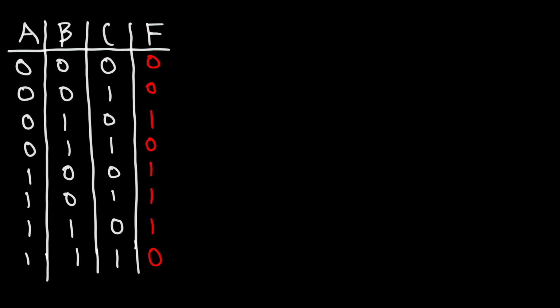Enter Karnaugh maps. The Karnaugh map will be very helpful for us to write a function that describes this truth table. So we have 3 variables, so we need a 3-variable Karnaugh map with 8 squares. Now the 8 squares will match the 8 different input possibilities that we have here.